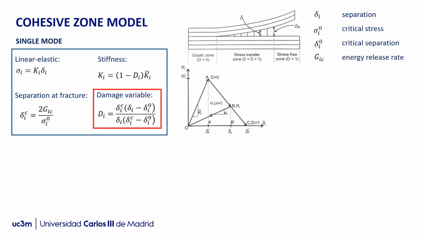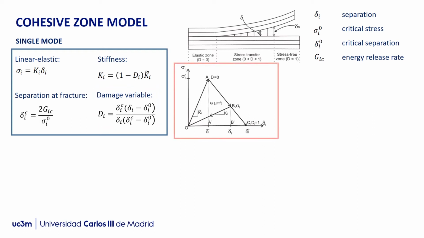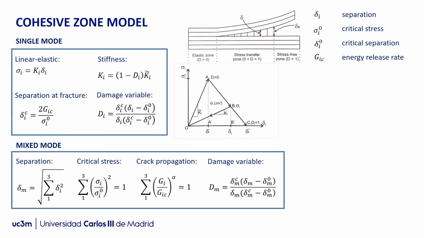At this point, adjacent nodes can open or slide depending on the mode of fracture. The separation at fracture is correlated with the critical energy release rate in each mode by considering the area under the curve sigma delta. The theoretical principles for a mixed mode are the same. However, all the stresses and separations occur simultaneously, but they are uncoupled. Therefore, the criteria for critical stress and crack growth is given by a quadratic criteria.